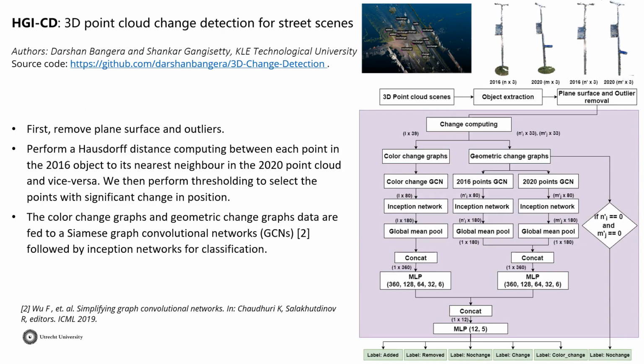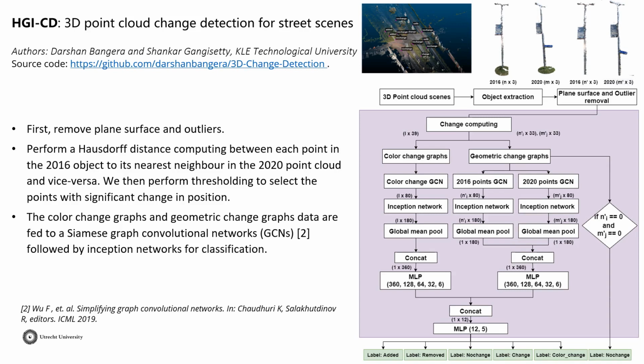The second team proposed a Siamese network based on a graph convolutional network and the inception network. Firstly, we extract the object pairs from large point clouds and remove plane surfaces and outliers. Then, to calculate the geometric changes between the two years' point clouds, we compute the Hausdorff distance between each point in the 2016 object and its nearest neighbors in the 2020 point clouds and vice versa. We then perform thresholding to select the points with significant change in position.